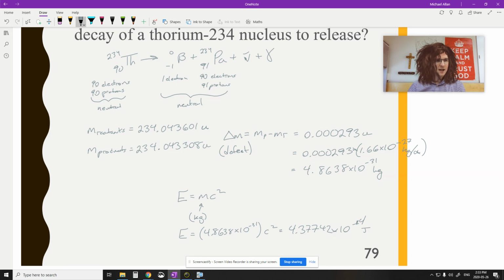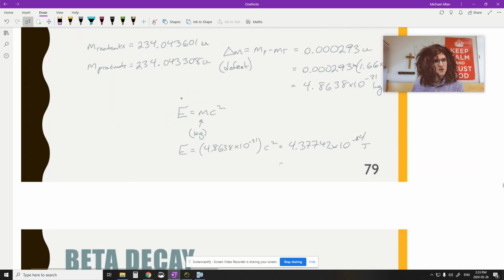Because we're talking about atomic physics, it's nice to change this into electron volts. So in order to do that, you can divide by 1.6 times 10 to the negative 19. Oh yeah, you're dividing by joules, so joules per electron volt. So divided by that. Okay, so I'm just going to do that quickly. Divide by that number, and I get 273,000, so 74 kilo electron volts.